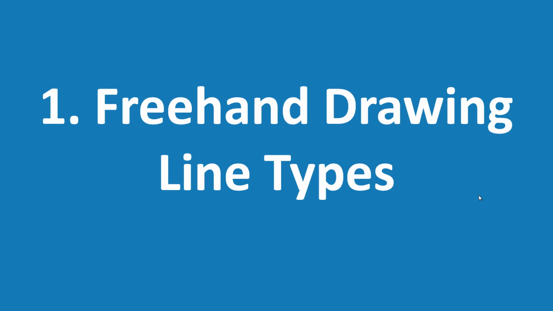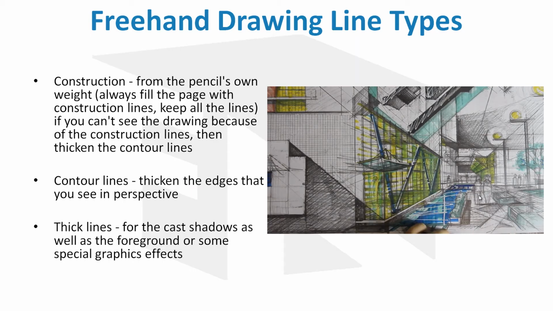So number 1, freehand drawing line types. Okay, so obviously you've got a couple of different line types. You've got construction, contour, and thick lines. Construction lines are drawn with the pencil's own weight. The contour lines are giving contour, and thick lines are used to get the expressive effect.